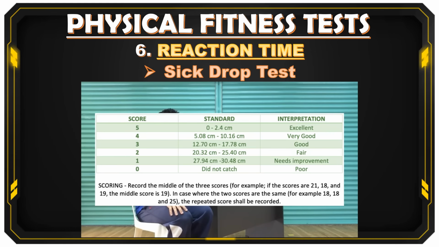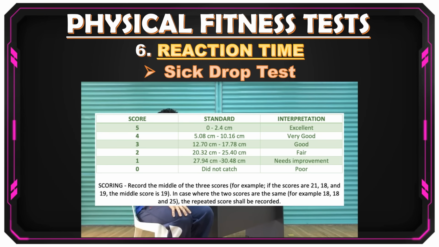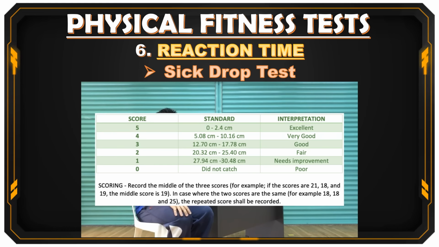This is the scoring for stick drop test. Record the middle of the 3 scores. For example, if the scores are 21, 18, and 19, the middle score is 19. In case the 2 scores are the same, for example 18, 18, 25, the repeated score shall be recorded.